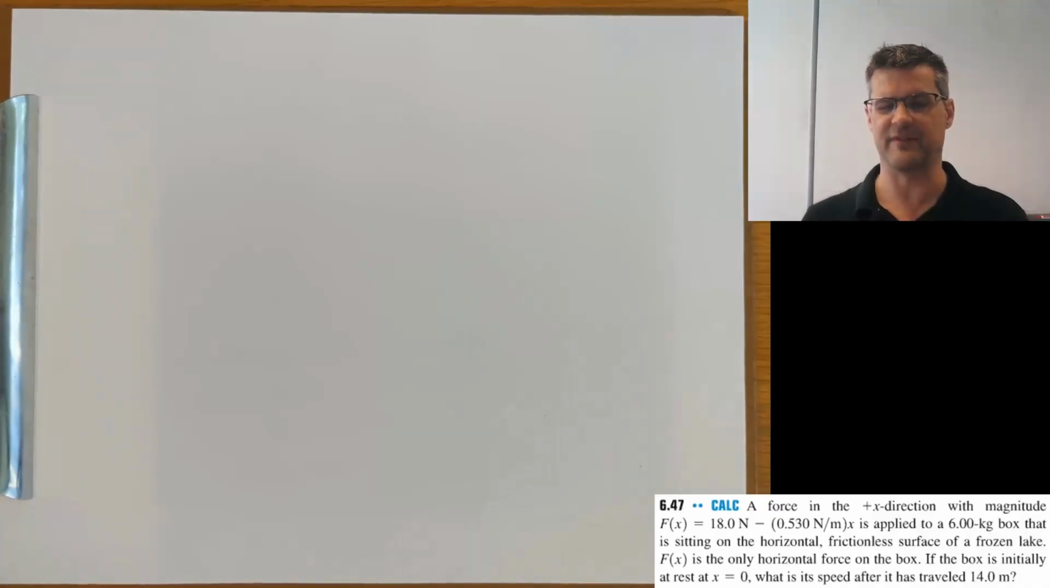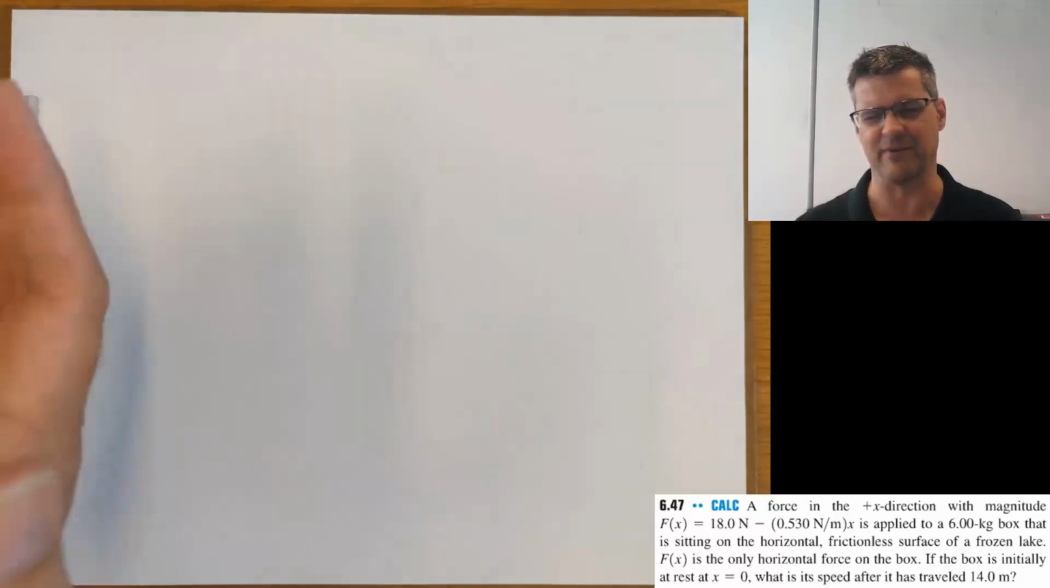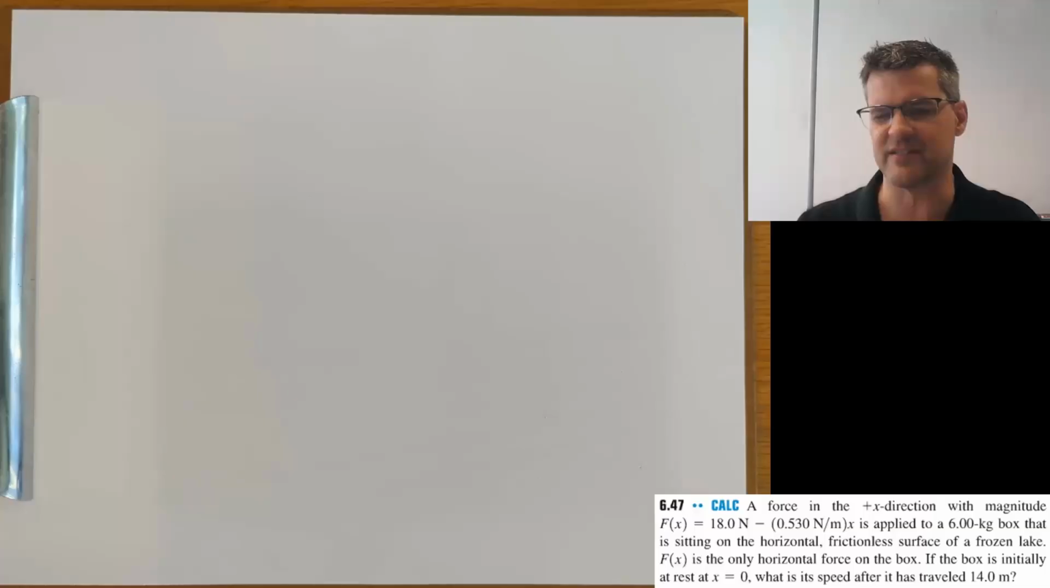So now we have a force in the x direction with a magnitude F sub x, which is some number minus some number times x. And it's applied to a 6 kilogram box that is sitting on the horizontal frictionless surface of a frozen lake. F sub x is the only horizontal force on the box. And so if the box is initially at rest at x equals 0, what is its speed after it has traveled 4 meters?